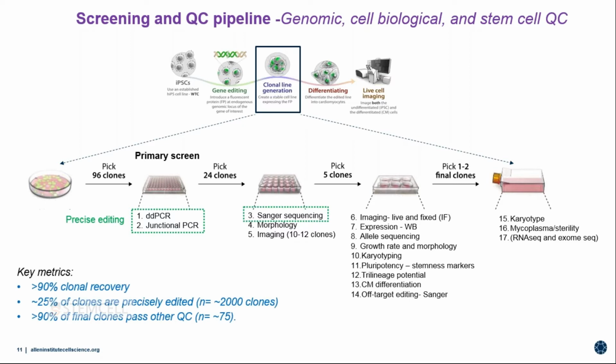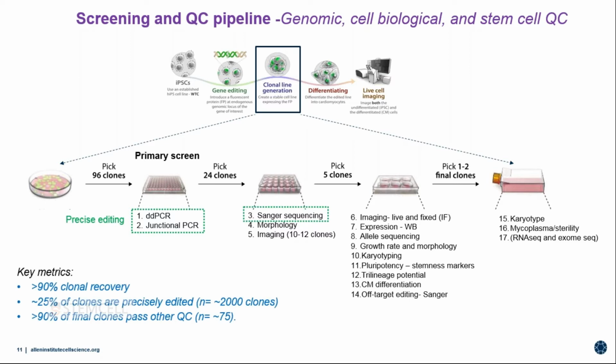But our clonal recovery is pretty good. Again, we take a lot of care in how we grow and culture these cells. My point is, if we do this upfront work of genotyping, 4 out of these 5 clones usually pass the rest of the QC.